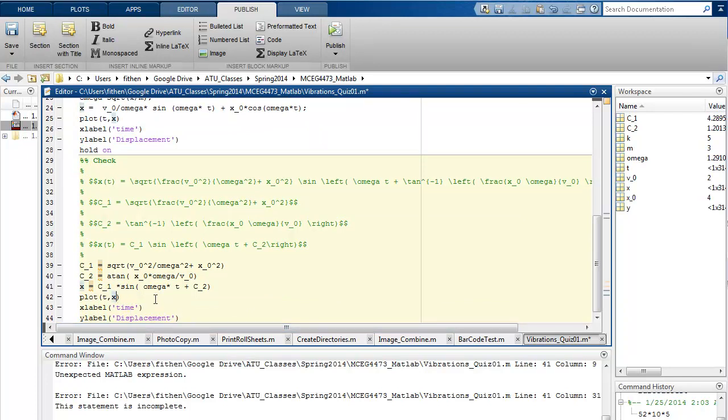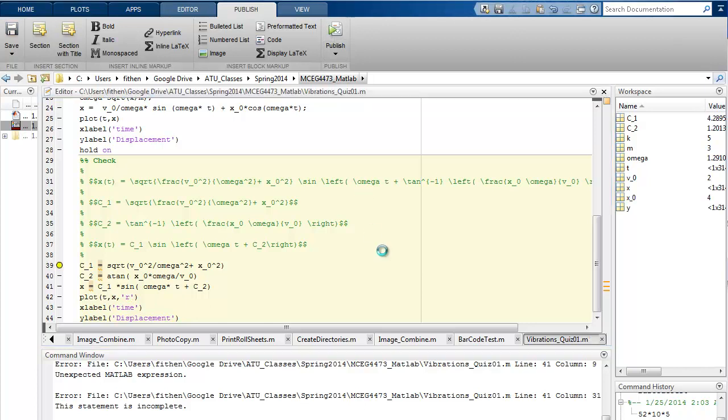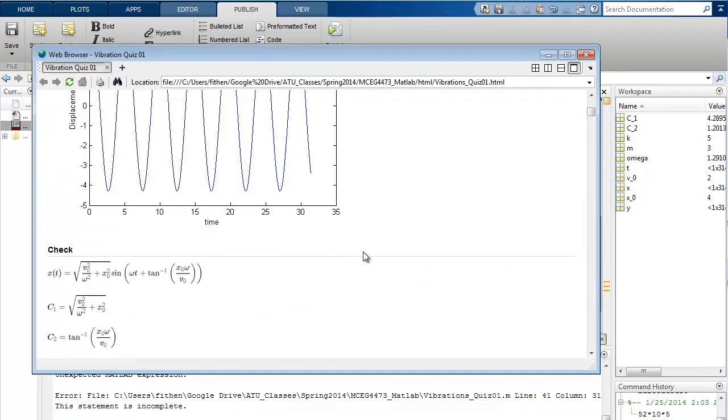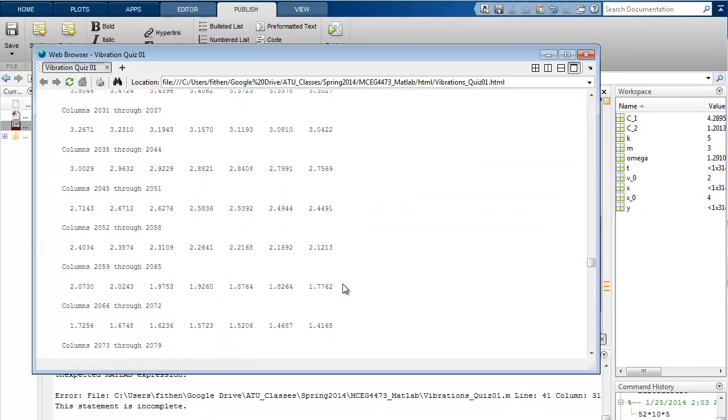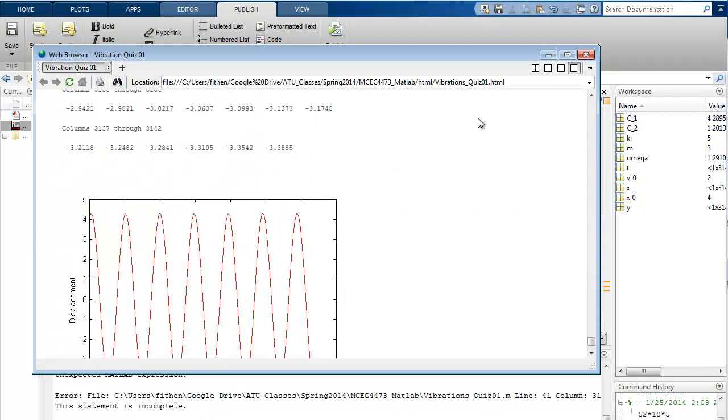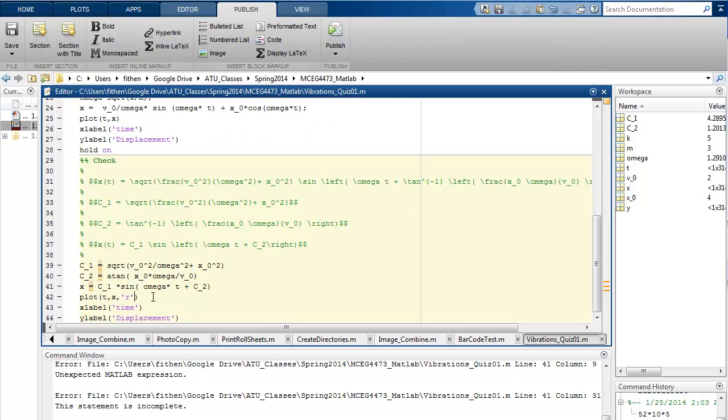This time what I'm going to do is plot it in red, publish that. Oh, I should have suppressed the output there. So there it is in red. Now what I need to do is check it.